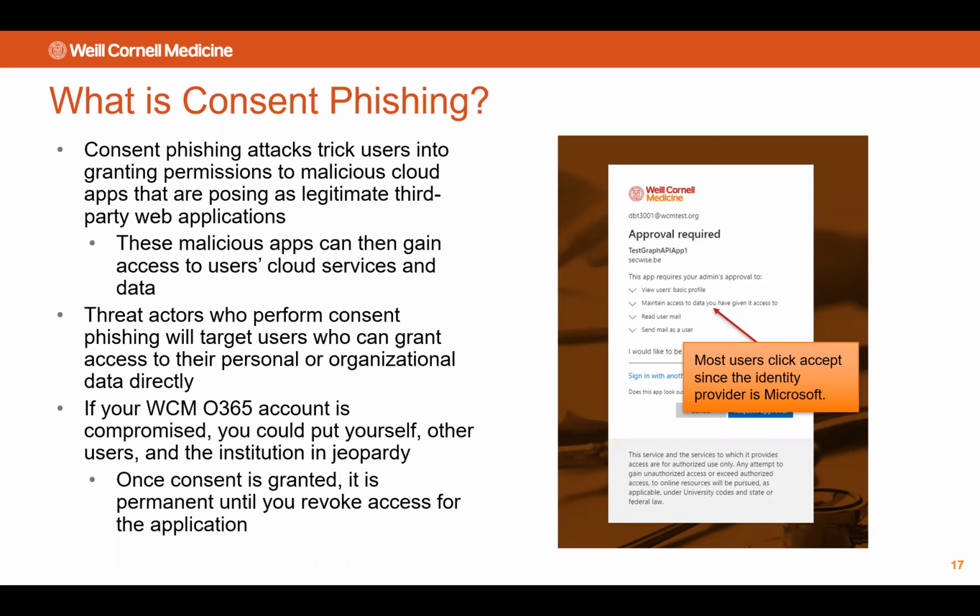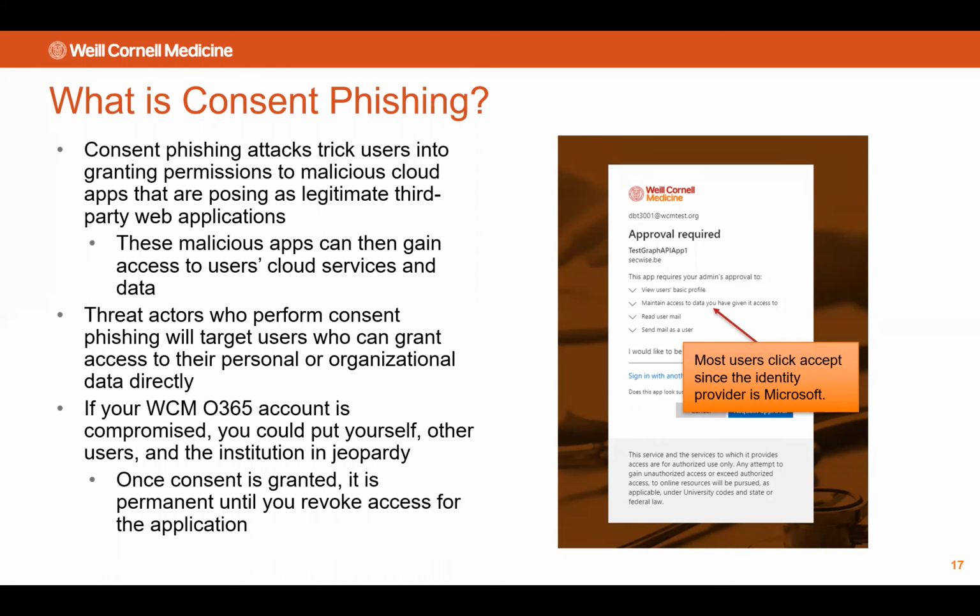Typically these apps look like they're hosted by legitimate providers such as Microsoft's identity platform, and users will typically click accept because it looks like it's coming from a legitimate website. And this will grant the malicious app the requested permissions to the user's organizational data. Threat actors who perform consent phishing will target users who can grant access to their personal or organizational data directly. And if your Weill Cornell O365 account is compromised, you can put yourself, other users, and the institution in jeopardy.